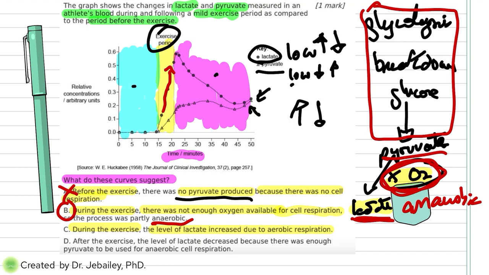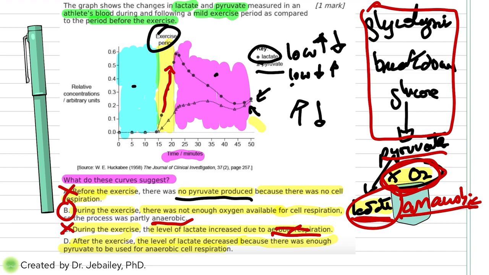See, once again, lactate is only produced during anaerobic, so it's not produced through aerobic respiration. It's done when there is no oxygen, so it cannot be C. And then D, after exercise, so we're talking about the purple section here, the level of lactate decreases because there was not enough pyruvate to be used for anaerobic respiration. There is still enough pyruvate in there to go through the whole aerobic and anaerobic respiration. So it's not that the pyruvate is decreasing.